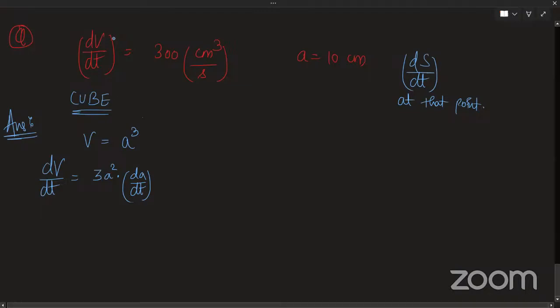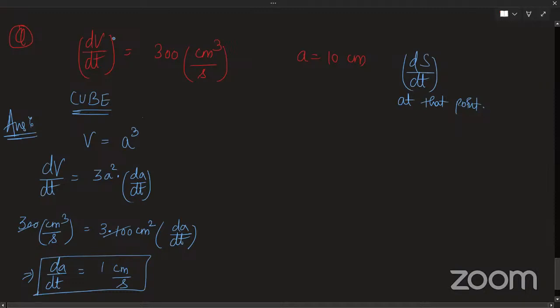So I already know the value of dV by dt is 300 centimeter cube per second, into 3A square. So 3A square can be written as 100 centimeter square into dA by dt. So 300 got cancelled. Can you tell me what is the value of dA by dt? dA by dt is 1 centimeter per second. Centimeter square got cut, so dimensionally also it is going correct.